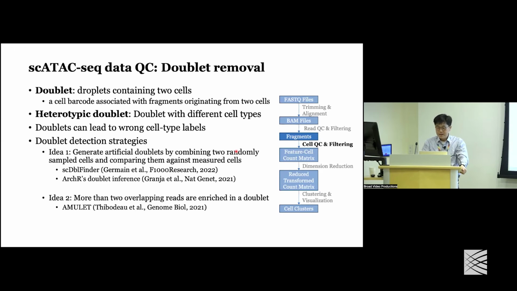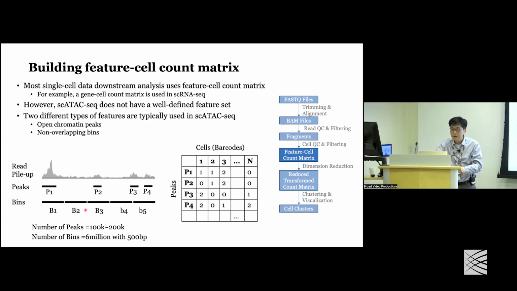Thank you. All right, so we typically use these tools together in our pipeline, because each method captures a quite different proportion of the doublets. We found that it works best when we combine these two methods together. Okay, now we have high quality fragments and also high quality cells.